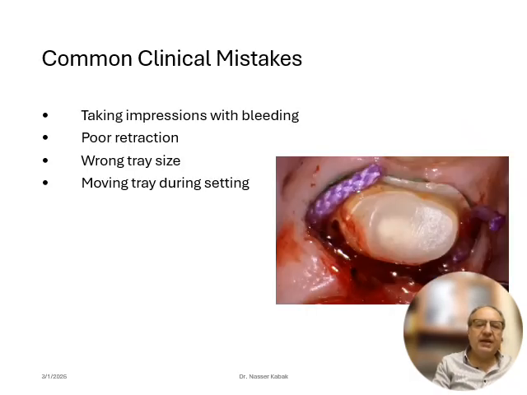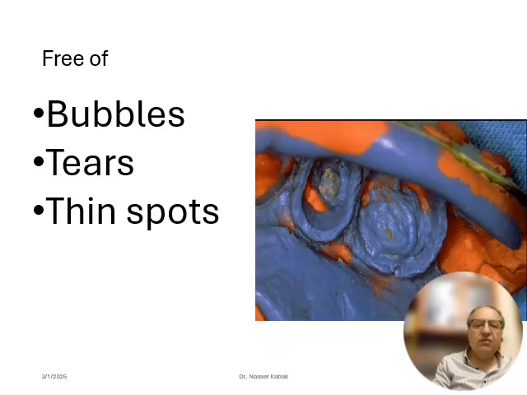Common clinical mistakes. If we take the impression with bleeding, this will lead to poor retraction, the wrong tray size also, moving the tray during setting. All of these are mistakes that might be committed and they will influence the quality of the impression. So the impression material should be free of bubbles, free of tears, and free of thin spots.